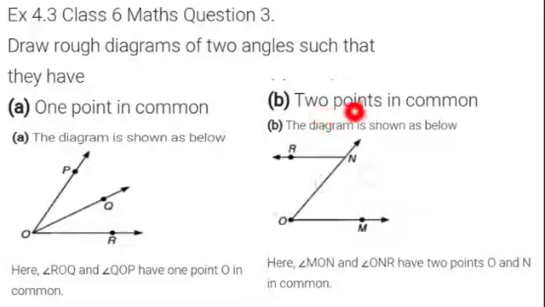Next is two points in common. Now there must be 2 points. So in the diagram drawn, you can see here MON, this is one angle, and ONR, this is another angle. We need 2 points to be common in them. In angle MON we have ON, and in angle ONR we also have ON. That means the 2 points in common are O and N.